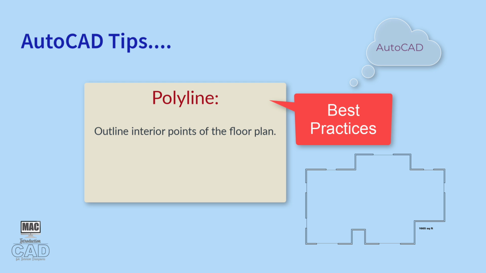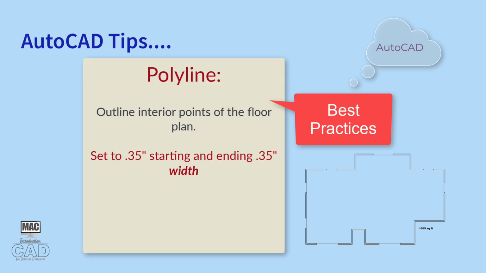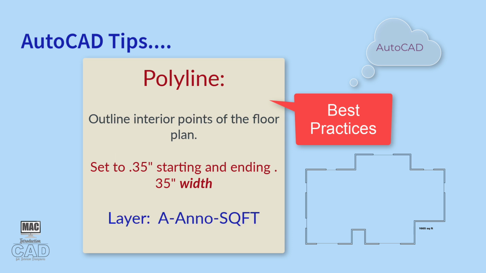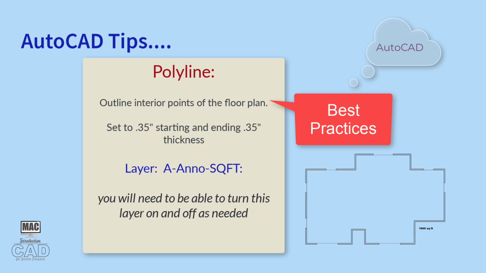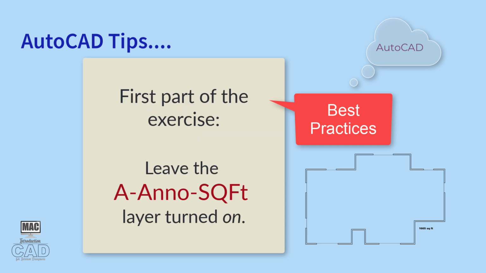Make sure that you have the polyline that defines the interior outline of the plan view organized onto the following layer, A-anno-square feet. You will need to be able to turn the information on this layer off and on when needed. For the first part of the manipulation of space, leave the square foot layer turned on. Let's get started shaping the overall space.